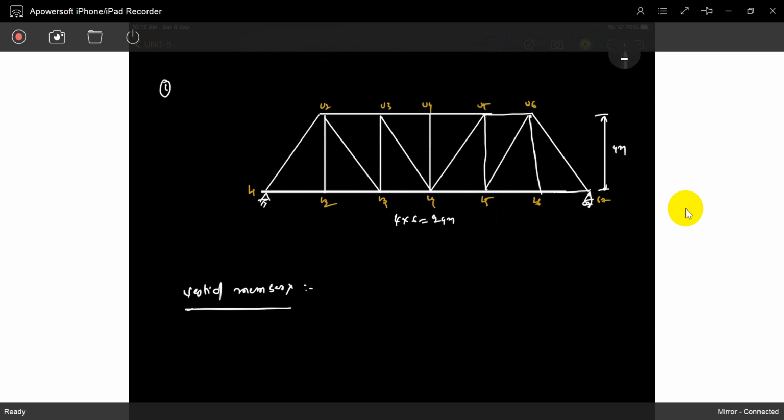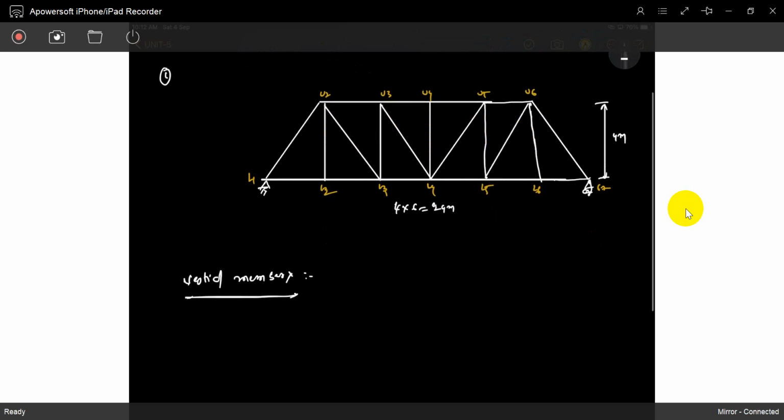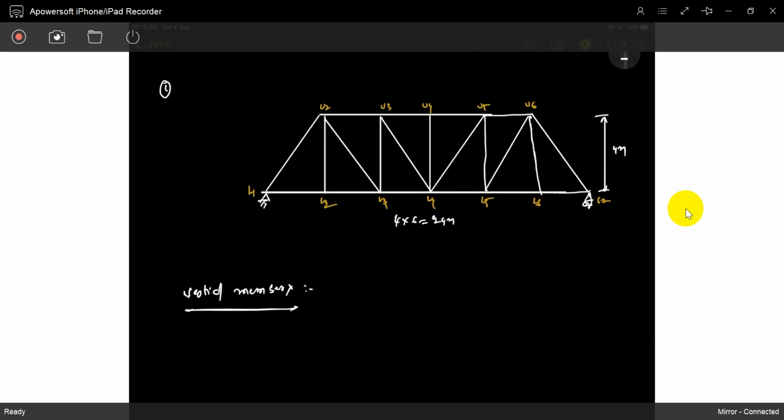Vertical members. Just avoid U2, L2. Sir, why is it avoided? Just see, this is U2, L2, na? Just observe it. It is the U2, L2 member. These two members are joining.